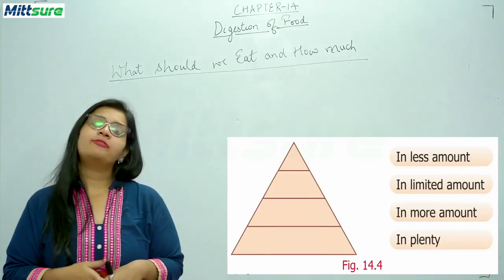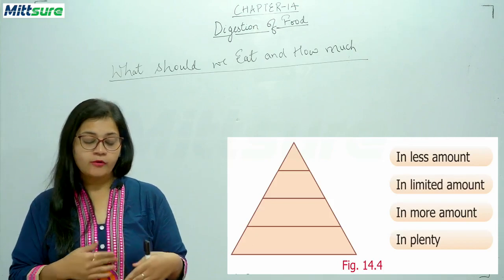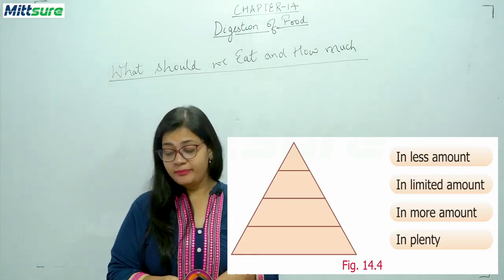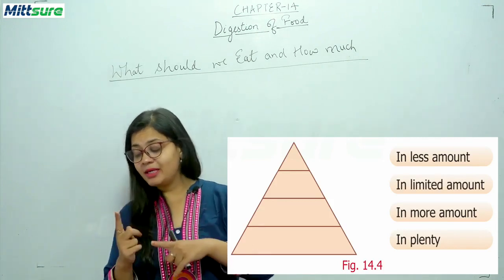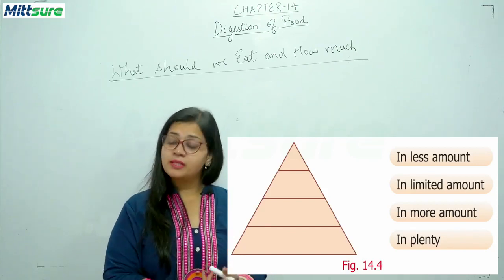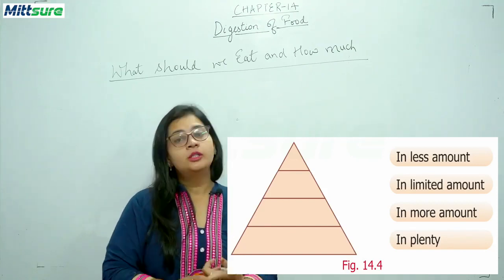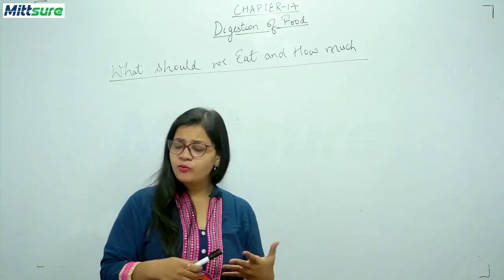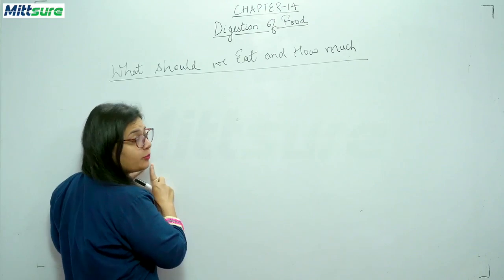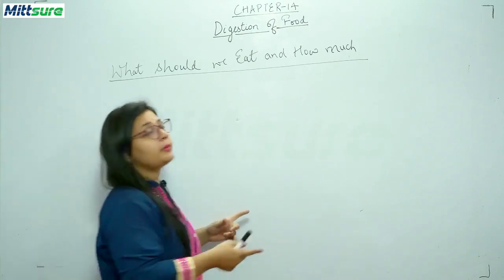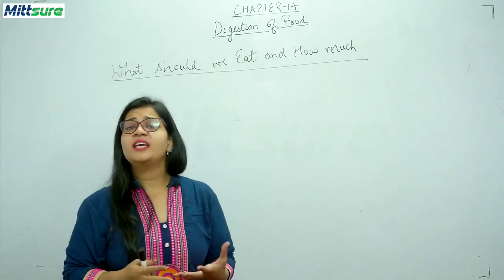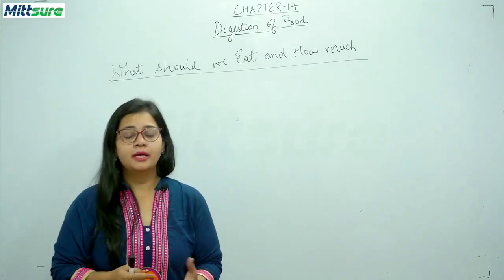Now you have to fill it with the names of the food items included in your diet along with the portion. आप देख सकते हैं उस food item के बगल में लिखा हुआ है, in plenty, in more amount, in limited amount, in less amount. So आप अपने हिसाब से लेंगे. Then you will be comparing your own food pyramid with the food pyramid of a balanced diet given in your book, और आप देखिए कि आप अपनी balanced diet कर पा रहे हैं या नहीं.